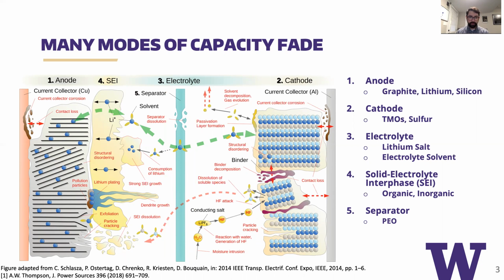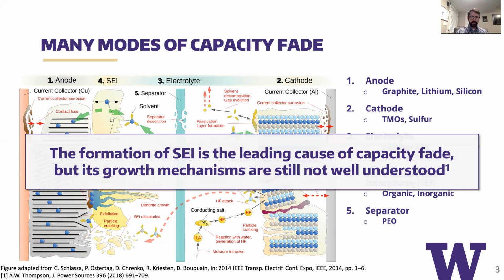Now, any of these mechanisms that are shown in this diagram can be the topic of a full PhD. However, I'm focusing on number 4, the solid electrolyte interface, or SEI, which is a layer that builds up at the interface of the anode and liquid electrolyte as a result of electrolyte degradation. Now, we're doing this because the formation of this SEI layer is known to be one of the main causes of capacity fade. However, it's still not well understood how it grows.